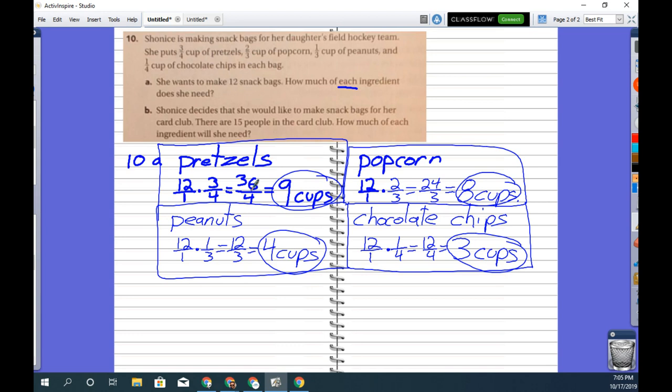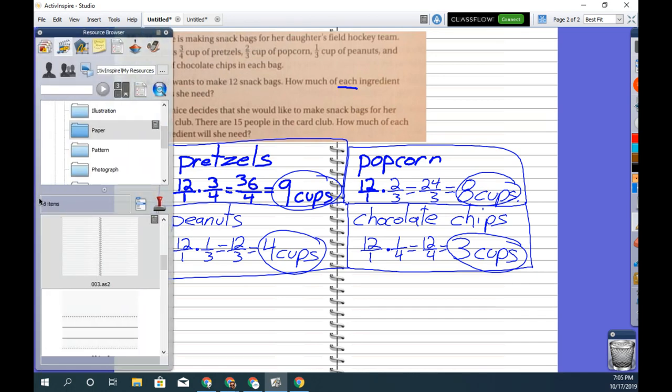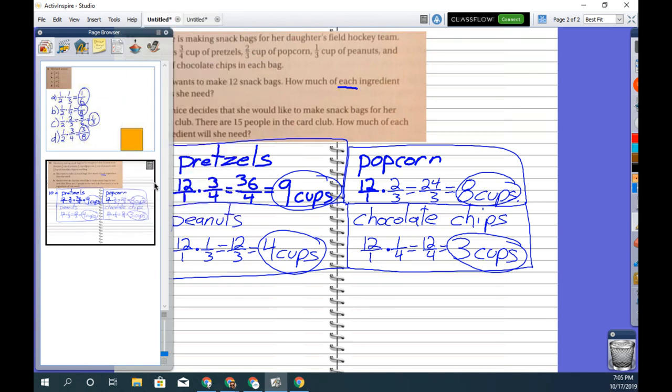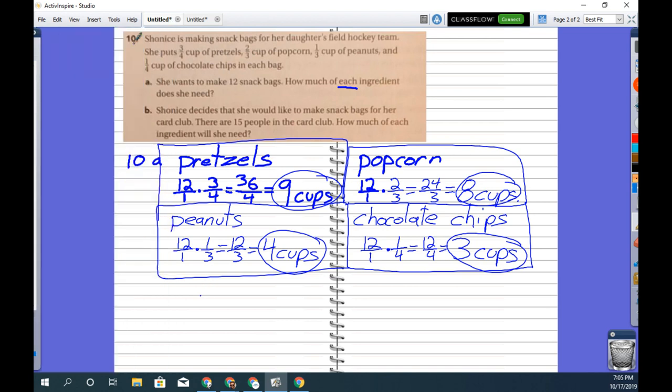B, Shanice decides that she would like to make snack bags for her card club. There are, hold on one second. Okay, there we go. Shanice decides that she would like to make snack bags for her card club. There are 15 people in the card club. How much of each ingredient will she need?